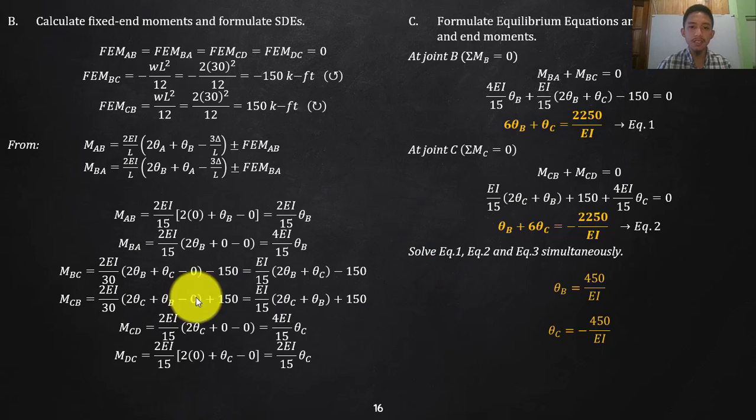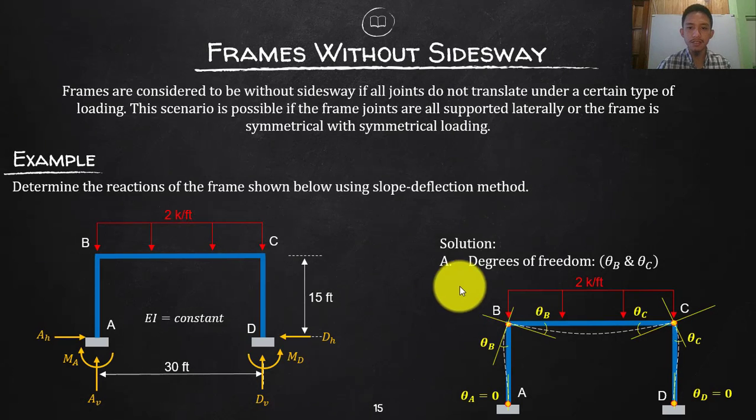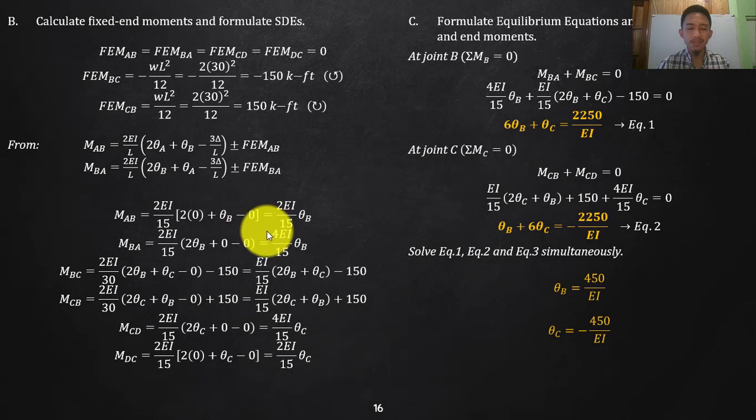The only member that has load is your BC. That is your loading, 2 kip per feet. These are your lengths for that. This is 15, but again, there is no loading on your columns. So if you go back to the ready formula that I gave you for your fixed end moment, this is your WL squared over 12.